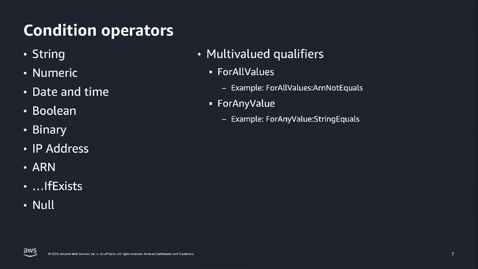There are a number of different condition operators, and we will be going deeper into some of them in this video. You can also use different suffixes on an operator, such as equals and like, to do exact matching and wildcard matching, respectively. You can also add things like not to many of these operators to invert them. On the right side, you can see what are called multi-valued qualifiers. For now, just know that these exist. We will go into much more depth later in this video on the use of these qualifiers.